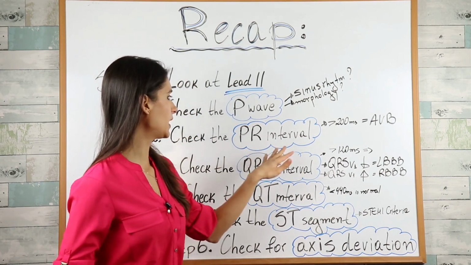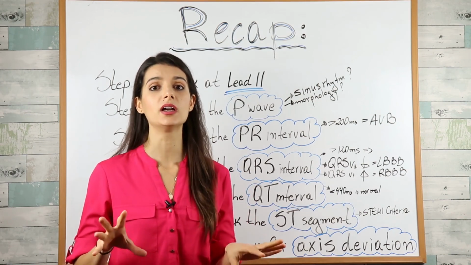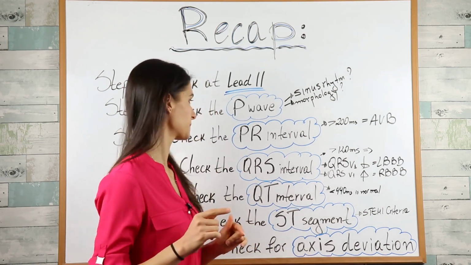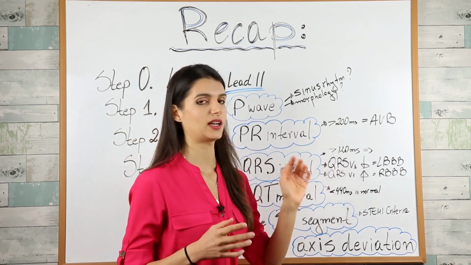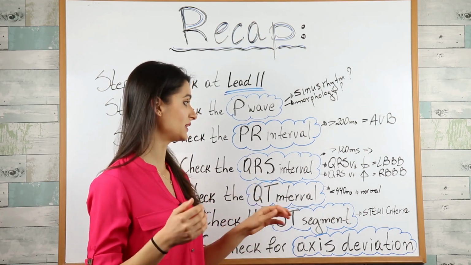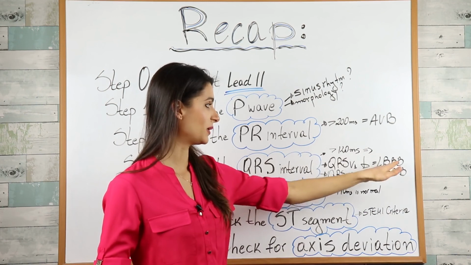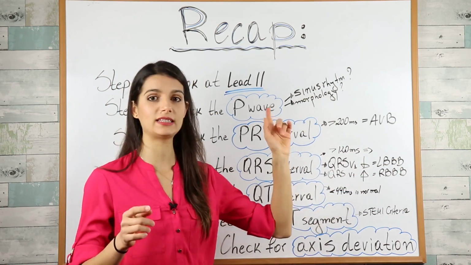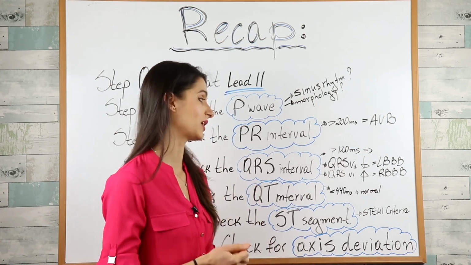Step 2 is check the PR interval. If it's increased more than 200 milliseconds, you are thinking of some of the AV blocks that we discussed. Step 3 is check the QRS interval. If QRS is more than 120 milliseconds, check the V1. If the QRS in V1 is pointing downwards, then you have diagnosed left bundle branch block. If QRS in V1 is positive, pointing upwards, then you have diagnosed right bundle branch block.